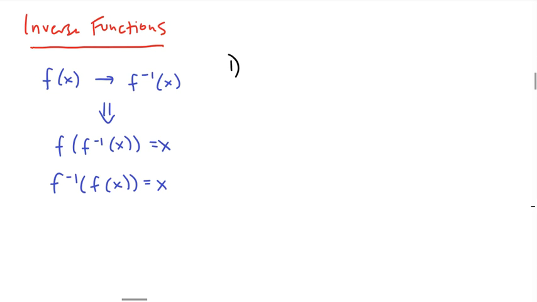So problem 1. Suppose that we have a function f of x equals 1/2 x squared, and I want you to find f inverse of x. Now the way we do this is we first isolate this x. So we solve for x in terms of f of x. Then all we do is switch f of x and x. So let's go ahead and do that.